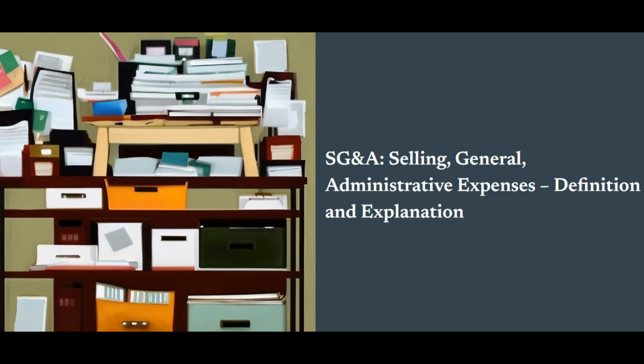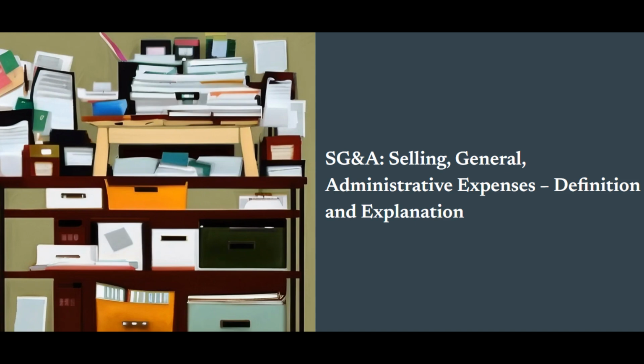Let's dive a little deeper. SG&A can be broken down into three main categories: selling expenses, general expenses, and administrative expenses. Selling expenses include costs that are directly related to selling your product or services. For our coffee shop, this could be the wages paid to your baristas, the cost of advertising your new seasonal drink, and even the promotional materials you hand out during community events. These expenses are essential because they help drive sales and bring customers through the door.